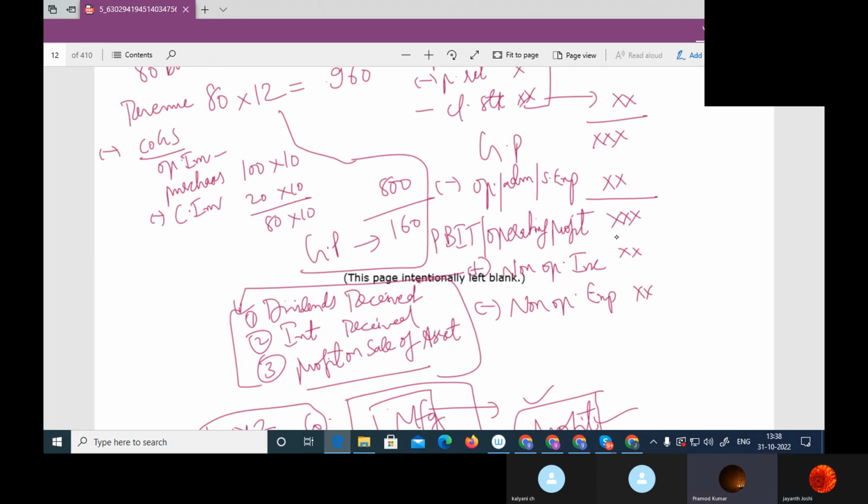This is the format. What comes under non-operating expenses? Please tell me. Dividends paid, is it a non-operating expense? See, dividend received is a non-operating income. Do you think dividends paid is a non-operating expense? Do you have an idea whether this is a non-operating expense or not?